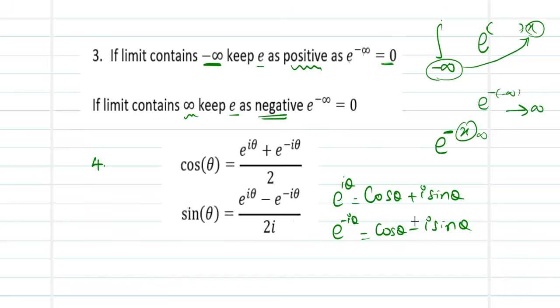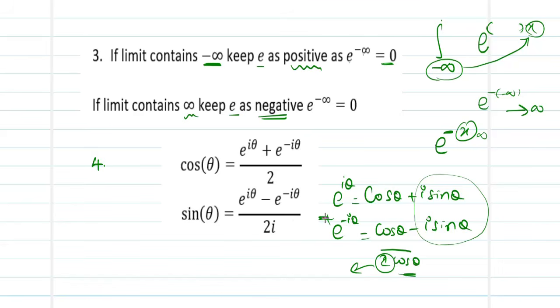So when you want cos, you will have to remove this sin. How can you remove it? You add them up. When you add them up, you have 2 cos. So 2 times cos theta will be equal to e power i theta plus e power minus i theta. If you want cos theta alone, cross multiply this 2 to the opposite side. In a similar way, when I want sin theta, what will I do?